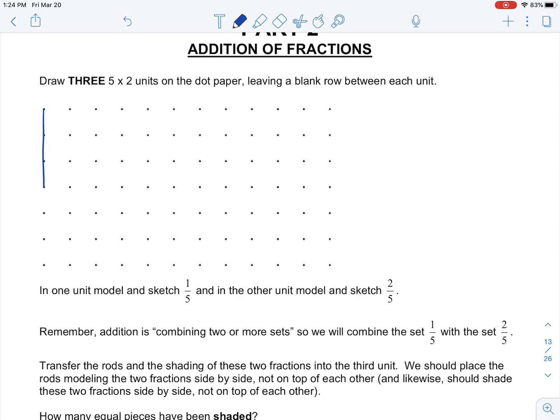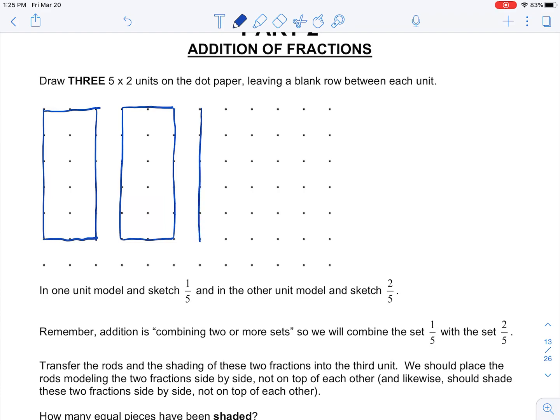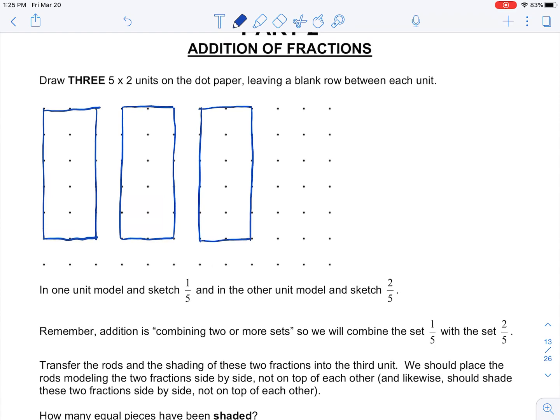So 2, 3, 4, 5. I will draw a unit to model 1/5, and then I'll draw a unit to model 2/5, and then I'll draw a unit to model the sum. So when we add fractions, we always model the two fractions in separate units, and then we have another unit to model the sum. Now I'm going to start by sketching 1/5 in the first unit.